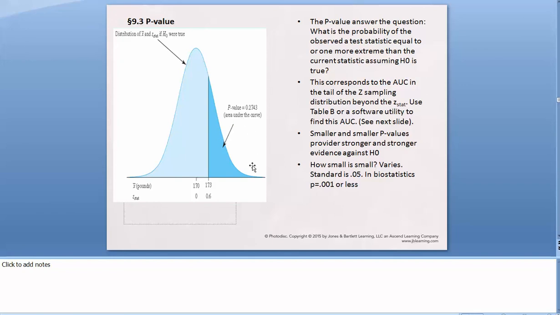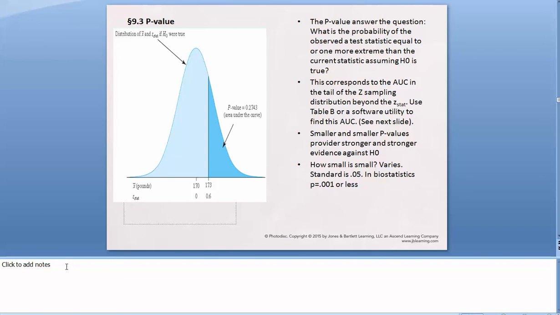Okay, so what does it say? Let's think a little. A small p-value will favor HA. So either a large z value or a small p-value favors HA. Okay, so that is what it says here. Smaller and smaller p-values will provide stronger evidence against H null. Against H null means for HA.